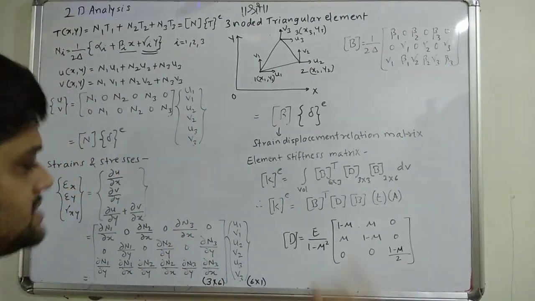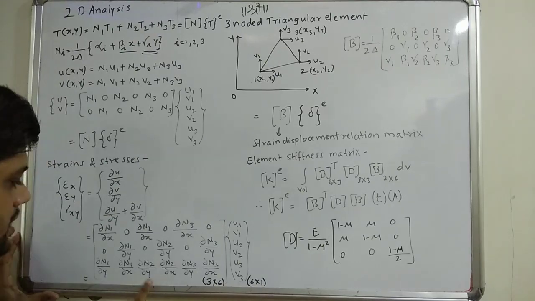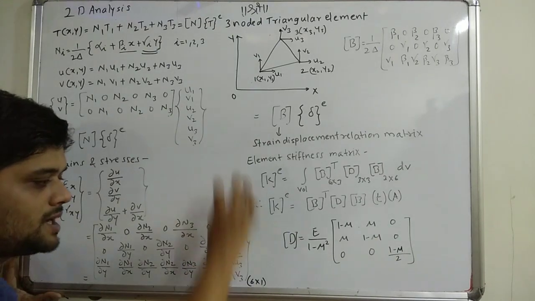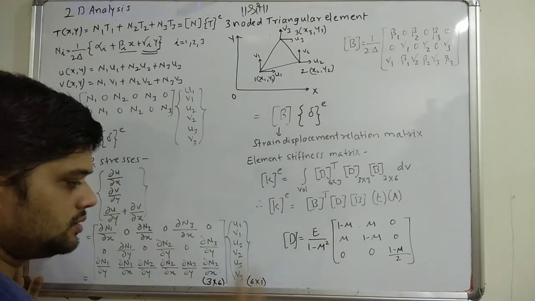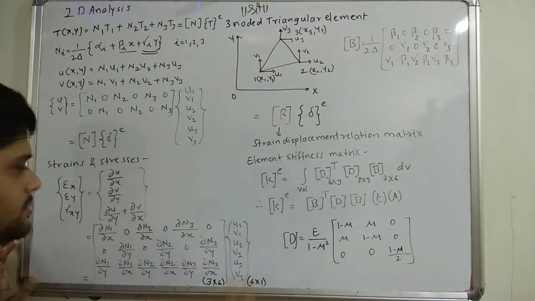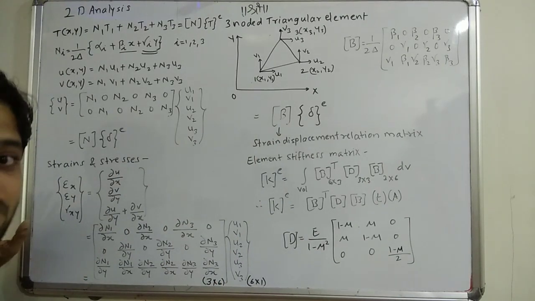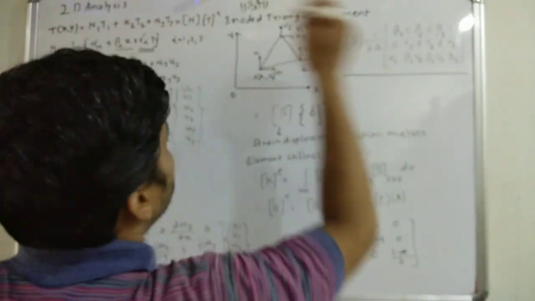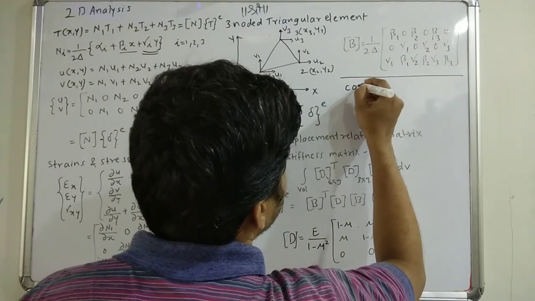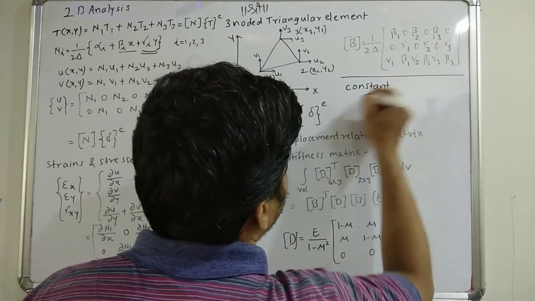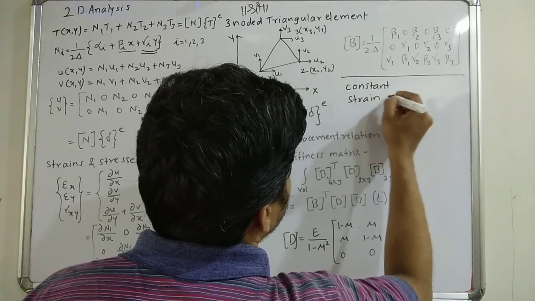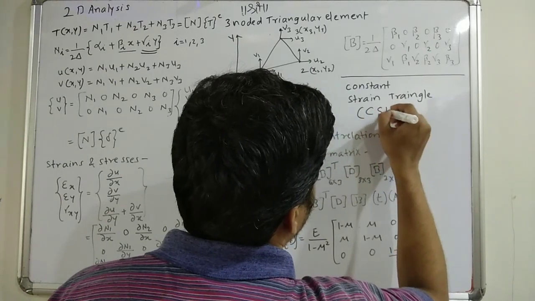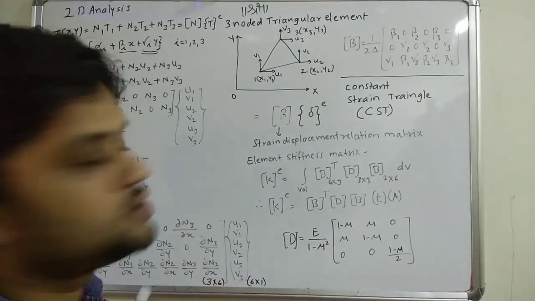And in that sense, when you consider back here again the strain values, these are all a constant multiplied by the primary variable matrix, and this is eventually strain. So that is the main reason why this particular 3-noded triangular element is also called constant strain triangle, or in short CST.